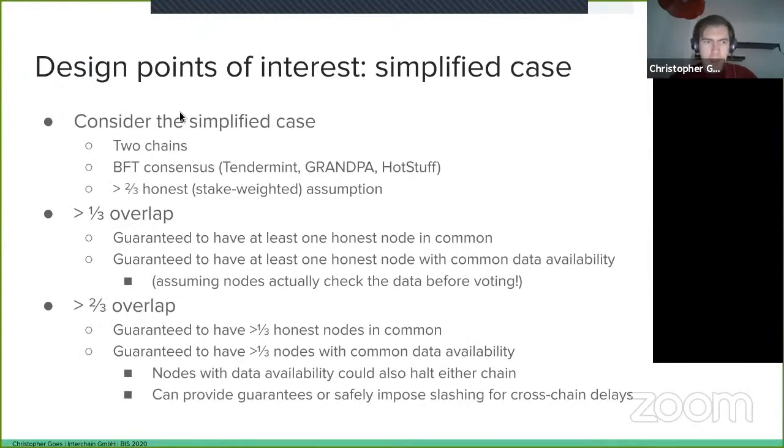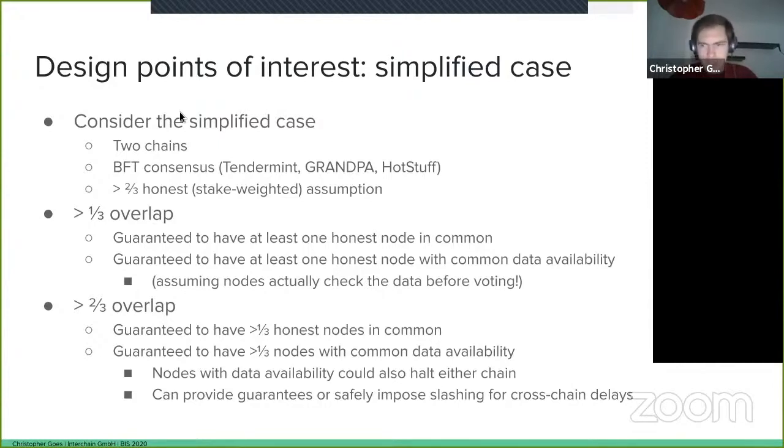So if we think about being able to reason about the overlap between validator sets in a cross-chain message passing context, what does that buy us? I'm going to start off with a simplified case, and then I'll cover more complex cases. So in the simplified case, we have two chains. They're running BFT consensus, and we have the usual greater than 2/3 honest assumption. So let's think about what kind of guarantees we have if we know different levels of validator set overlap between those chains. If we start with the assumption that both chains have 2/3 honest, and we know that they have 1/3 overlap, then we know that they're at least going to have one honest node in common.